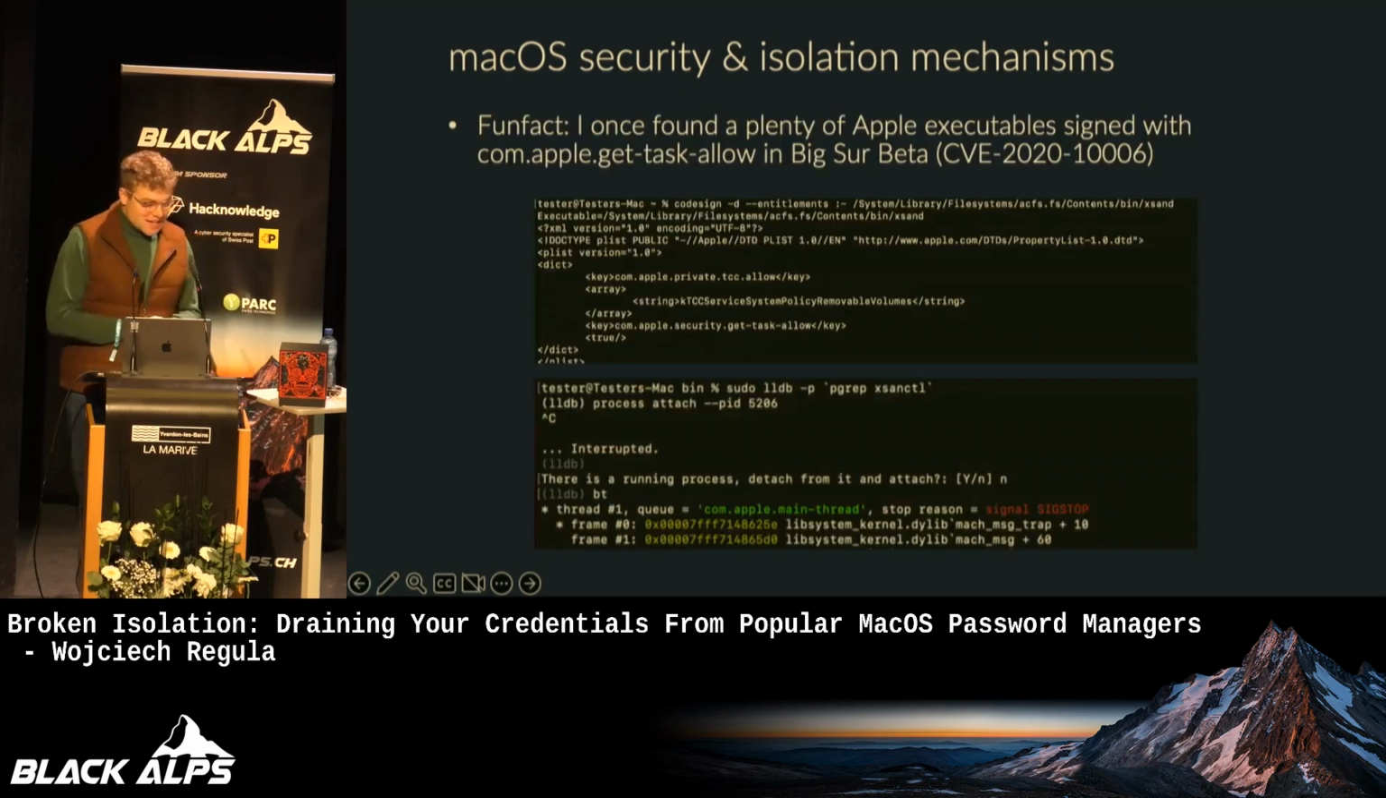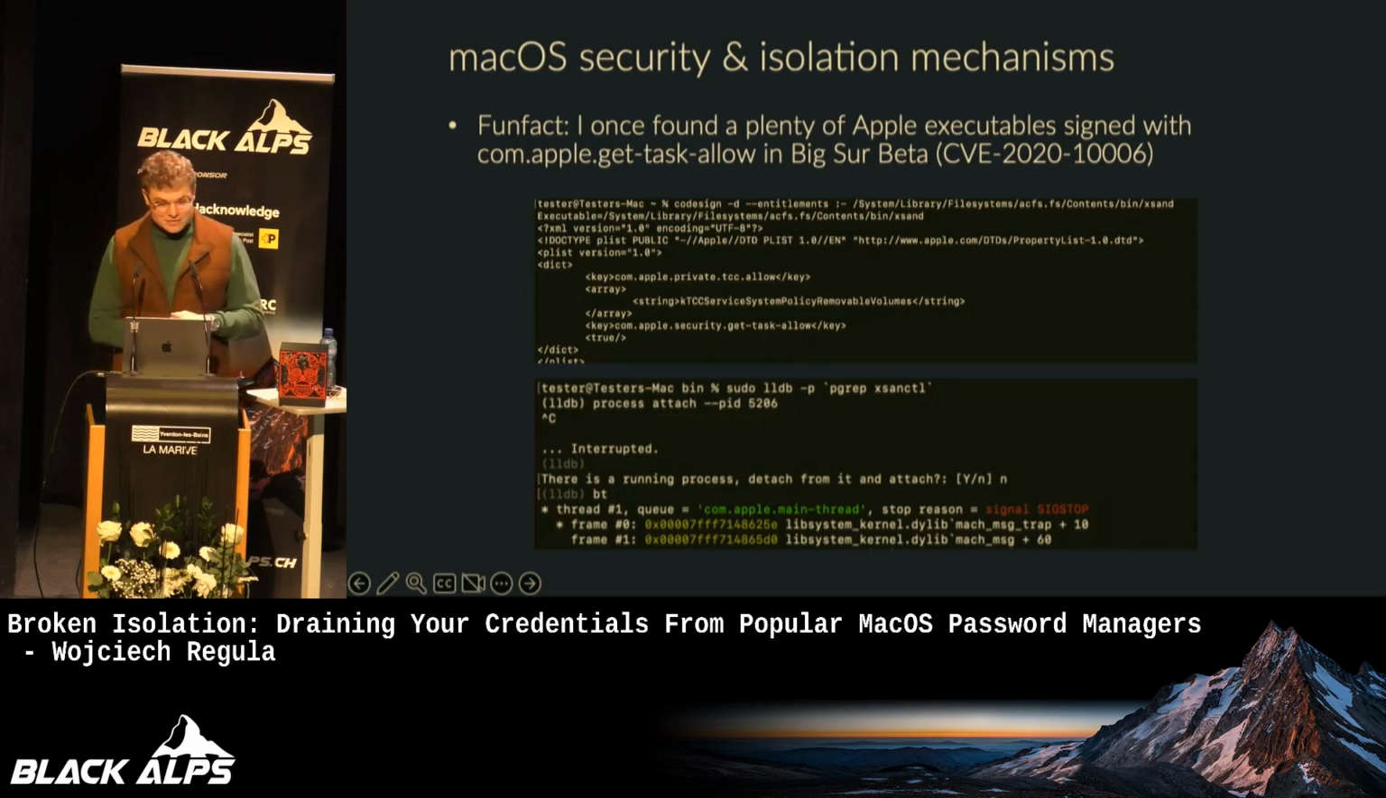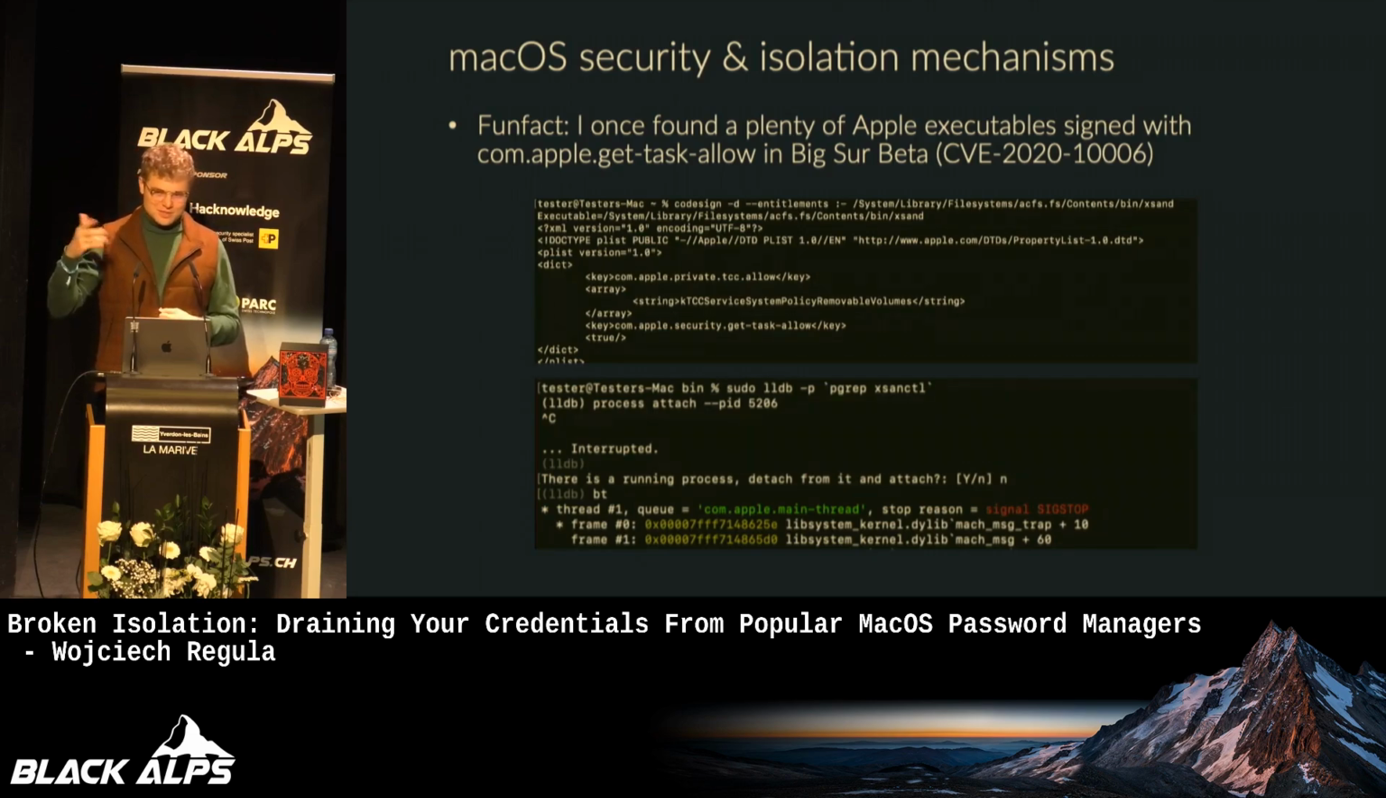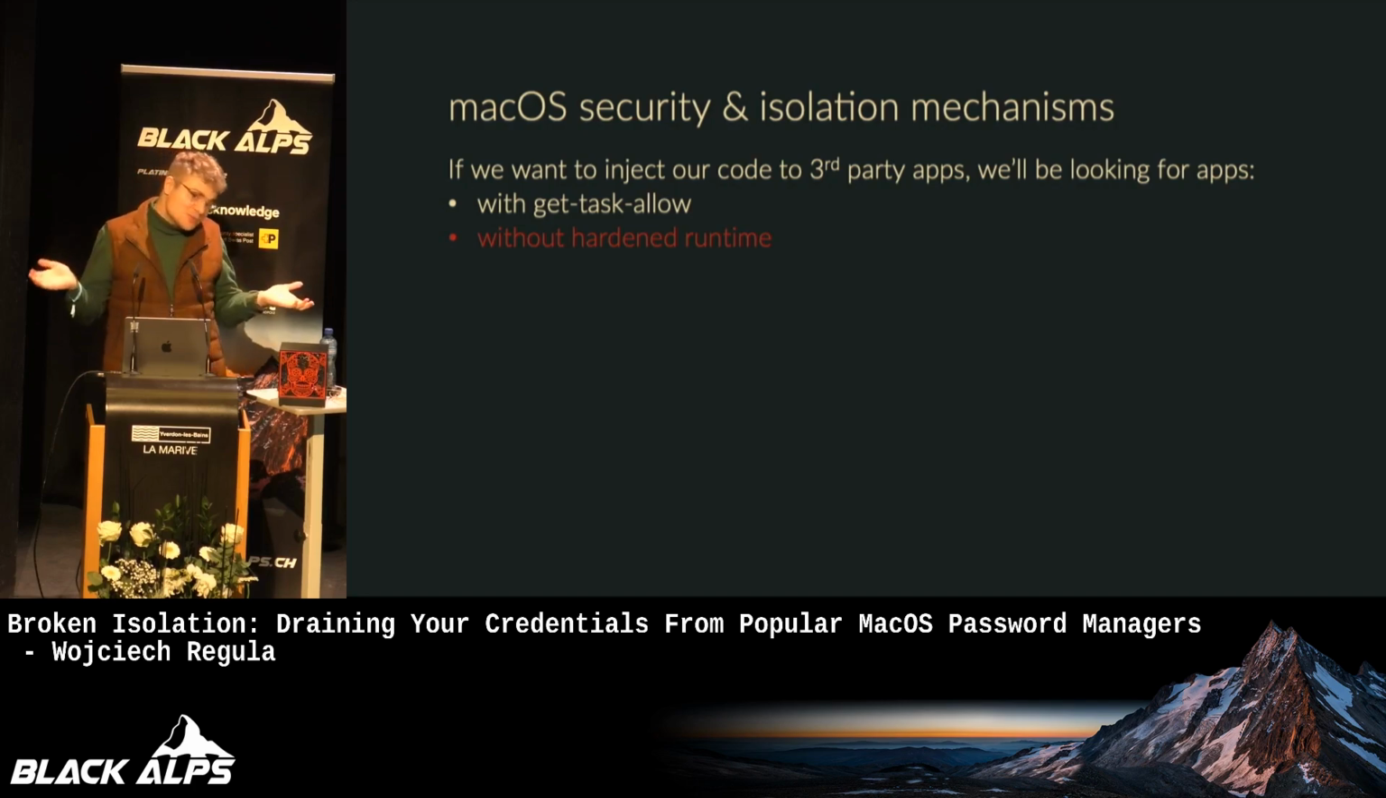But there's a fun fact. In 2020, in Big Sur Beta, I found plenty of executables provided by Apple that had get-task-allow, and they had some private entitlements. So I was able to inject into those applications and abuse their entitlements to bypass some privacy restrictions. But probably they just forgot to change the debug mode to release in the binary releasing process. All right. But this talk should be about password managers, shouldn't it?